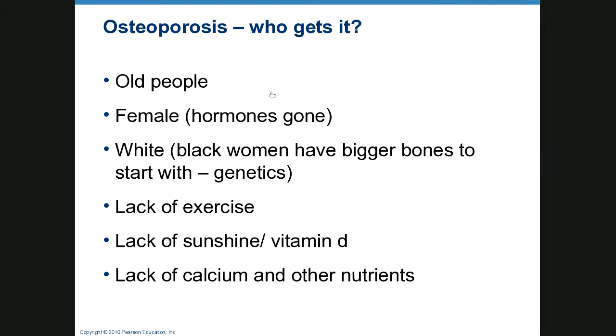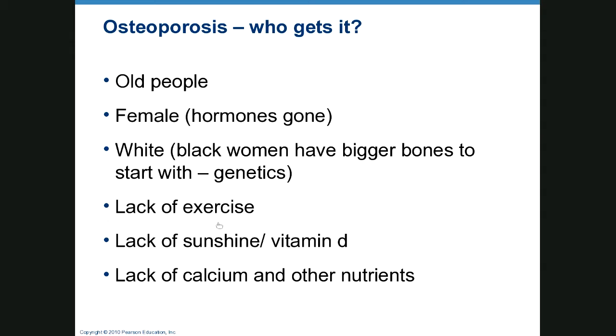Now, who gets it? Old people. Generally females, because after menopause, they don't produce estrogens. White or Asian women are much more susceptible than black women are, because black women have better genetics for bones to start with. On average, they have a much larger bone, thicker bone, stronger bone, and it's just heritage, genetics, and luck of the draw of who your parents were on whether you're likely to get osteoporosis.